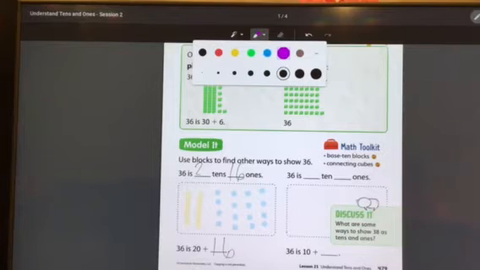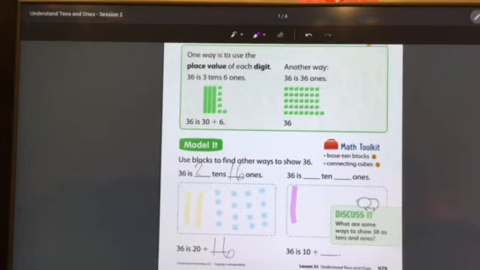So first, I'm going to draw my 10, and then I'm going to count on with ones until I get to 36. So 10, 11, 12, 13, 14, 15, 16, 17, 18, 19, 20, 21, 22, 23, 24, 25, 26, 27, 28, 29, 30, 31, I'm out of room. 31, 32, 33, 34, 35, 36.